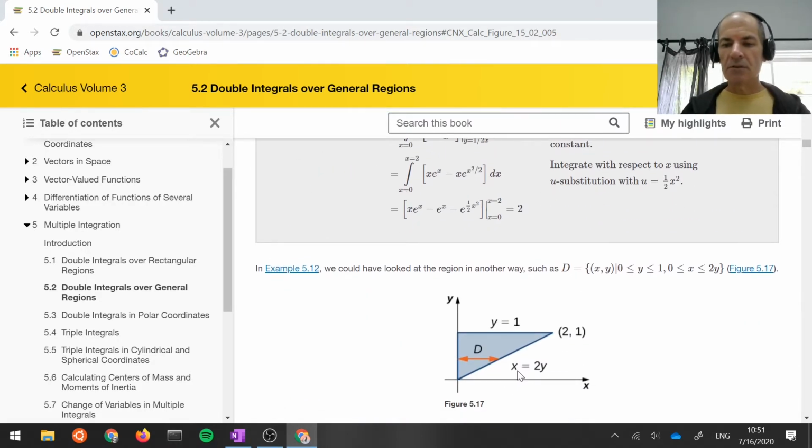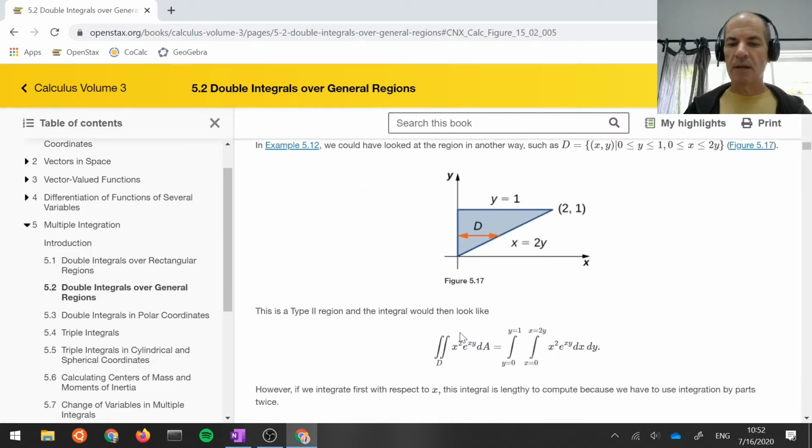You could also do this as a region of type 2, and then you would be integrating horizontally first in the x direction, so the inner integral would be with respect to x. And then if you smushed this whole region onto the y-axis, what would the limits of integration be? They would go from y equals 0 up to 1. And you'll definitely be expected to do that.